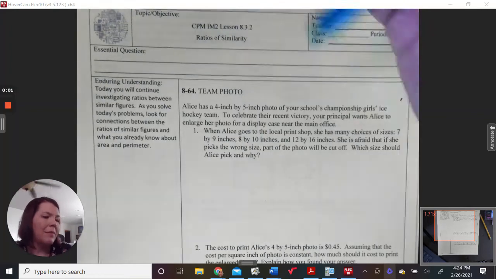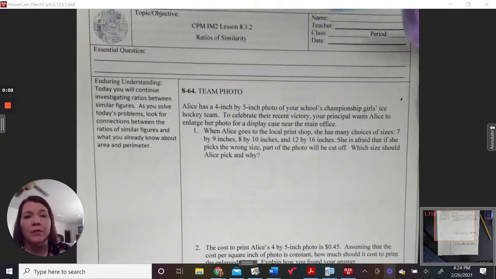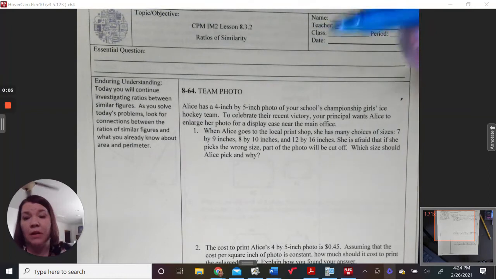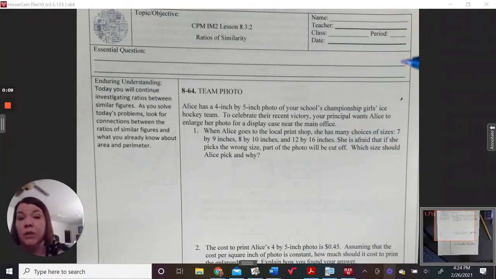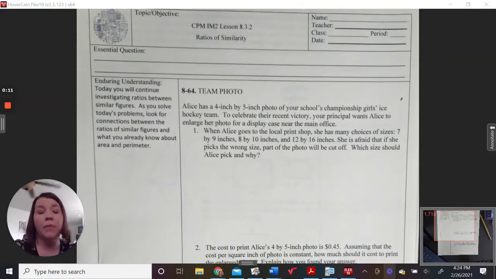Okay, so this is Math 2, Lesson 831, and in this we're going to be talking more about what we talked about in class, which was ratios of similarity, but we're also going to get into perimeter here, which we did not get the chance to do in class. We only discussed area and how it related.